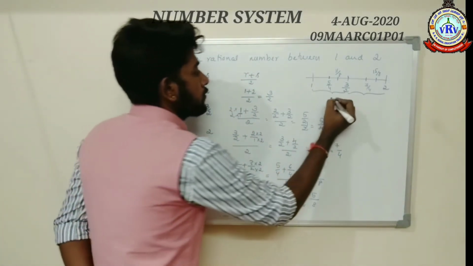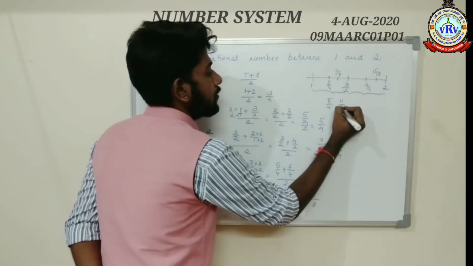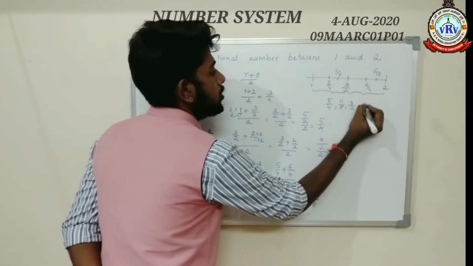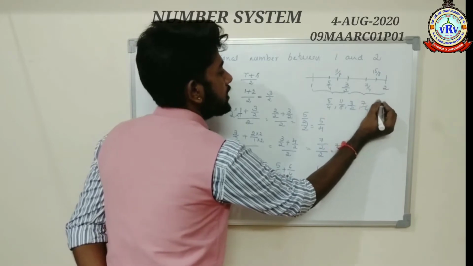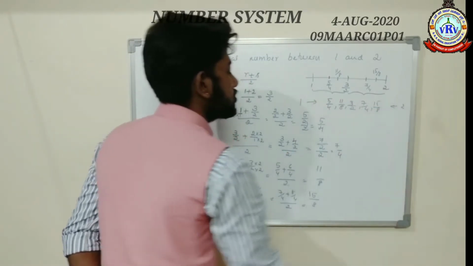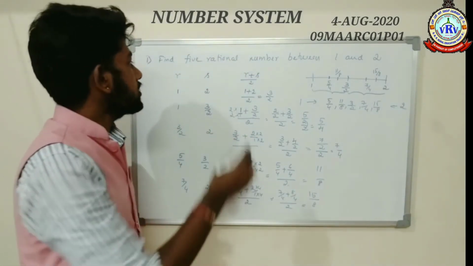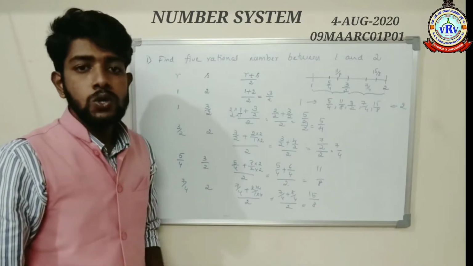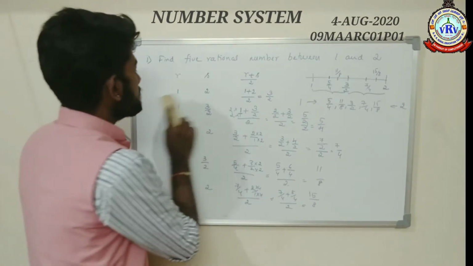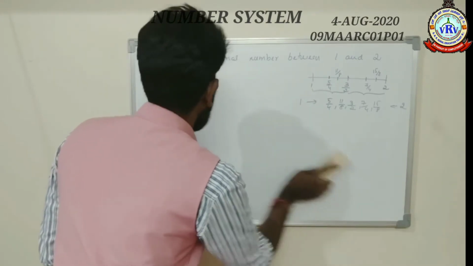Therefore, we are getting the 5 rational numbers: 5 by 4, 11 by 8, 3 by 2, 7 by 4, 15 by 8 between 1 and 2. This is one method to get 5 rational numbers between 1 and 2. Okay, there is one more procedure to get the rational numbers.